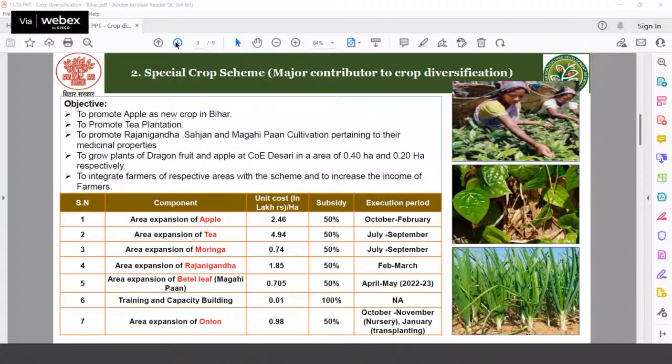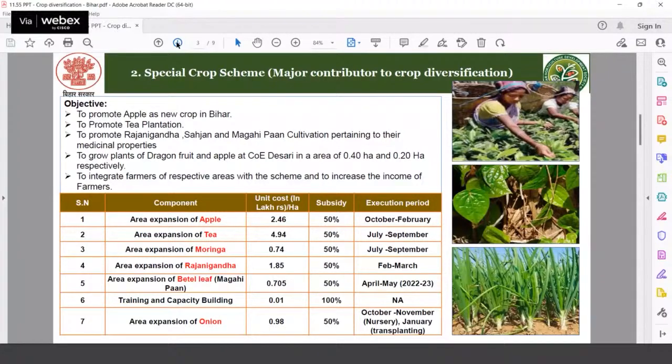Of course, pertaining to the medicinal properties. We also have a Center of Excellence for fruits and one for vegetables in the state, and both of these centers are in fact playing quite a key role in promoting crop diversification through supplying planting material, of course training and capacity building of farmers as well.